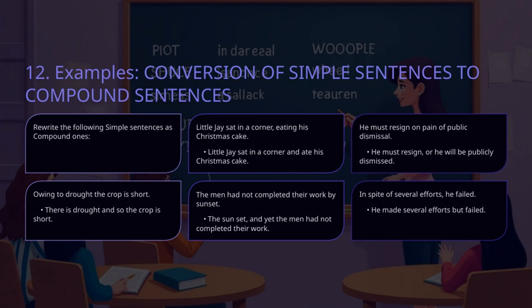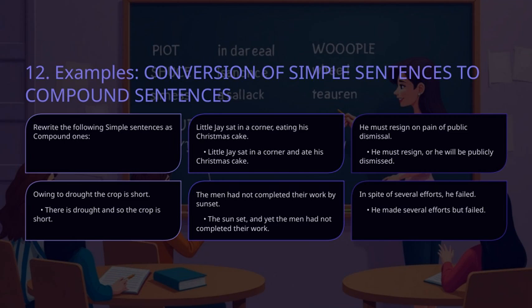Another example is, "Little Jay sat in a corner, eating his Christmas cake." We can make it a compound sentence by saying, "Little Jay sat in a corner and ate his Christmas cake." Notice how we connect the two actions with "and" to show that they happen together.